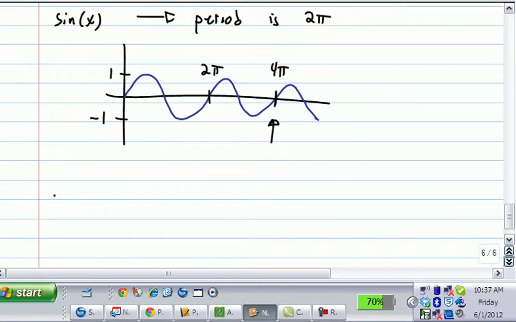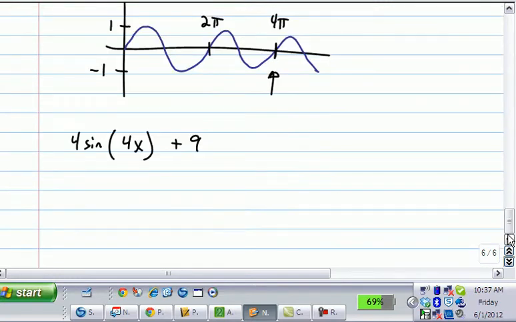So there's your basic sine. Well, let's say, what if we had 4 sine of, I don't know, let's go with 4x plus, well, we'll leave it like this. Let's say we wanted to graph this new function. Well, I know how to graph the basic one, and I know about transformation, so I can do this. This is fine. I just have to do it one piece at a time.